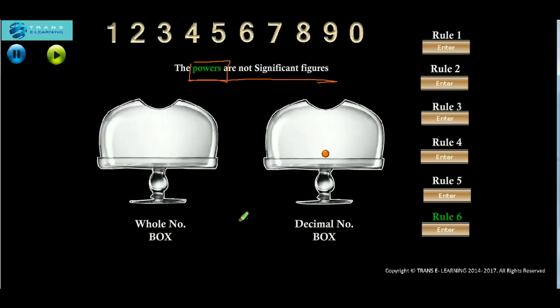So now the game finishes here because we have covered all the 6 rules related to significant figures. I'm sure that after watching this game, you would be able to solve the questions related to significant figures. Now you know at which position 0 is considered as significant and in which position it is not considered as significant in case of whole number or in case of decimal number.